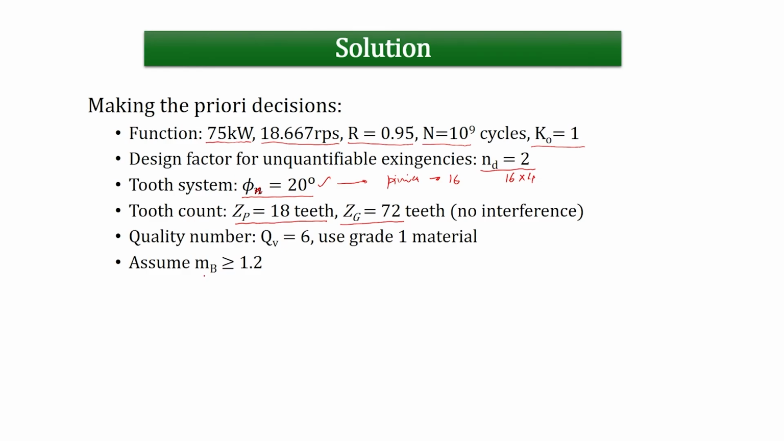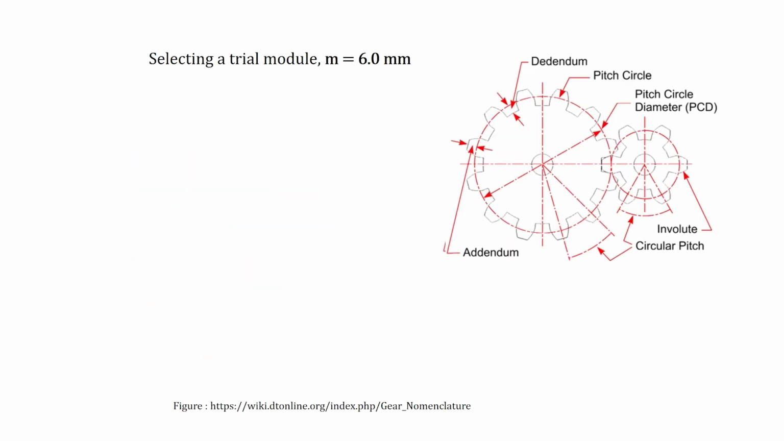Now, assume MB, which we will deal with when we discuss the rim thickness and the effect of rim thickness. Then selecting a module equal to 6, that means our first step will be the selection of the module, and the module is selected from a table which we just discussed, and from the first choice we have taken 6 mm as the module. Knowing the module, now we can find the pitch diameter of pinion and gear.